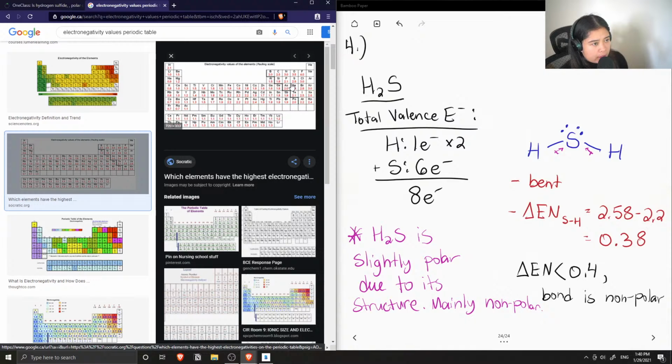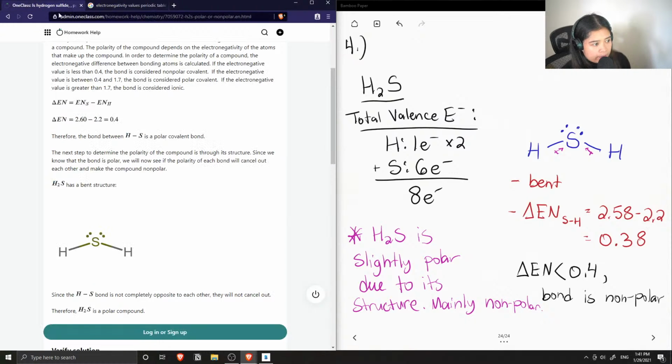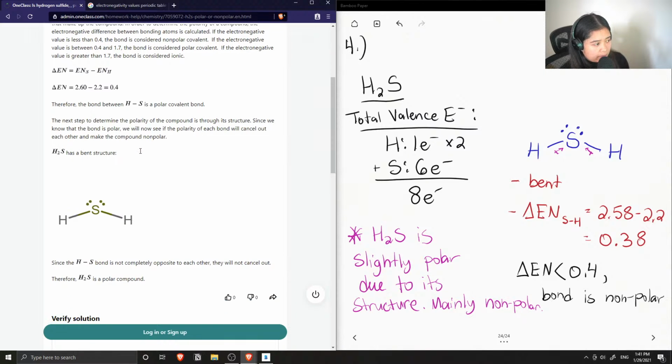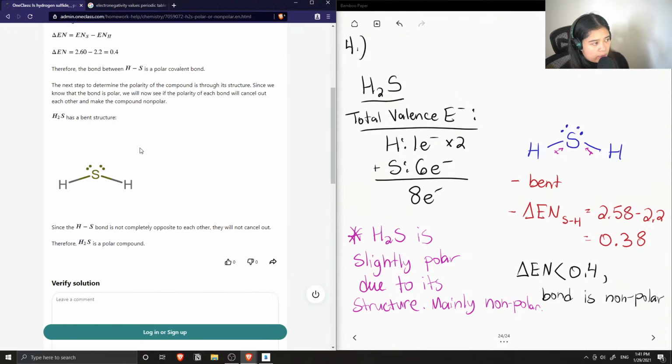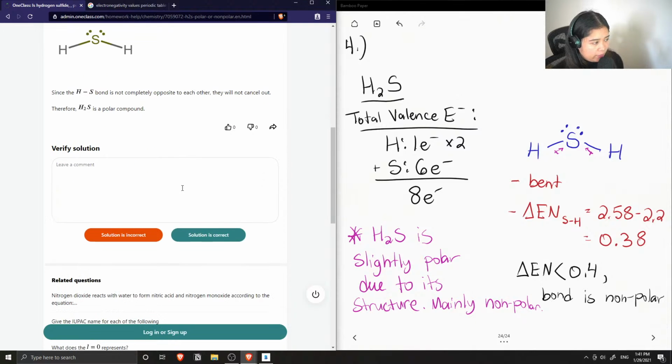So again, this is why it's up for debate, because if we consider the carbon-hydrogen bond, which everyone knows is nonpolar, it would have the same electronegativity difference of 0.4, which is the same as the hydrogen-sulfur bond. They said that this was a polar compound, but I'm just going to write in what I know as well.